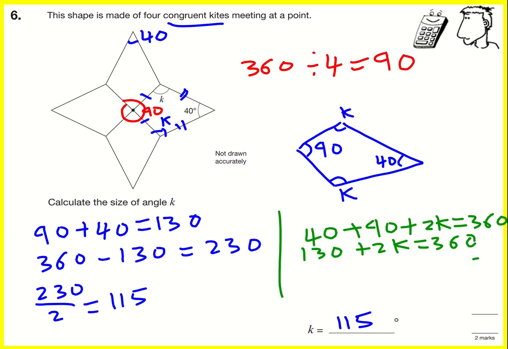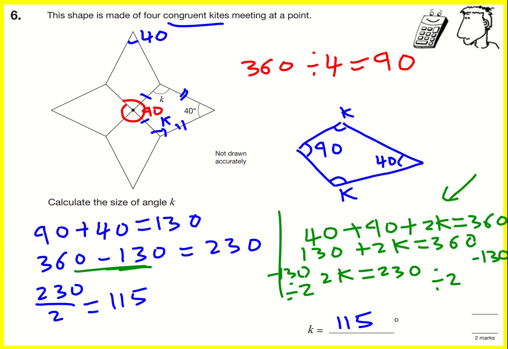So I can minus 130 from both sides. This is basically equivalent to when I did it over here. Okay, I'm basically doing the same thing, but just more formal algebra. 2k is 230, and then I've got two lots of k, so I divide by 2, and that will give me the same answer.